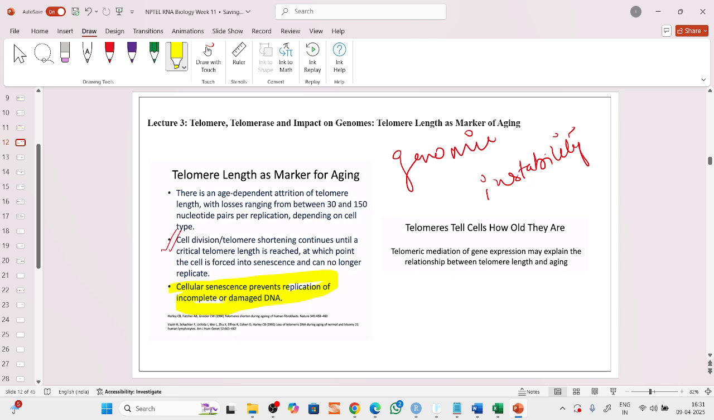Now, telomeres tell how old they are. How? Just read this line. Read this line.